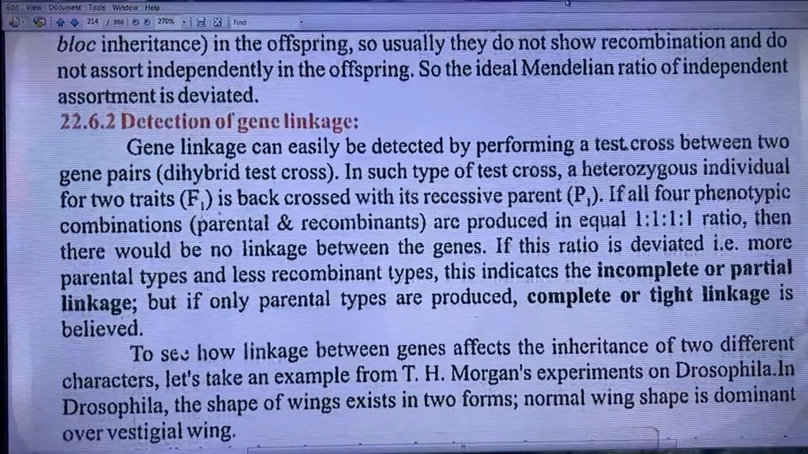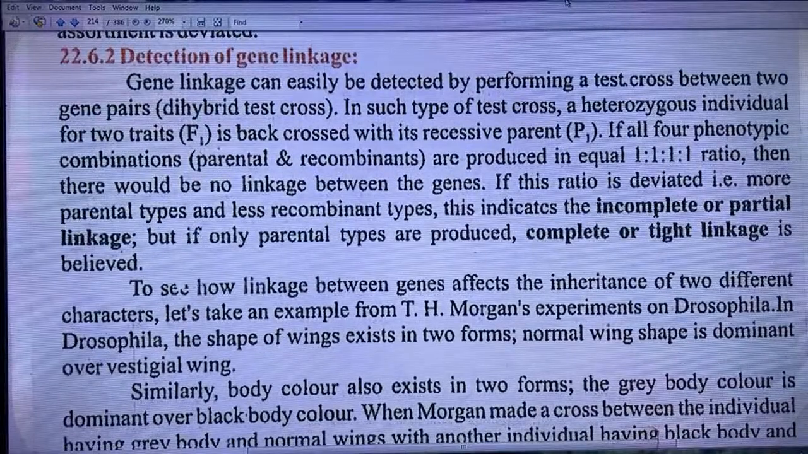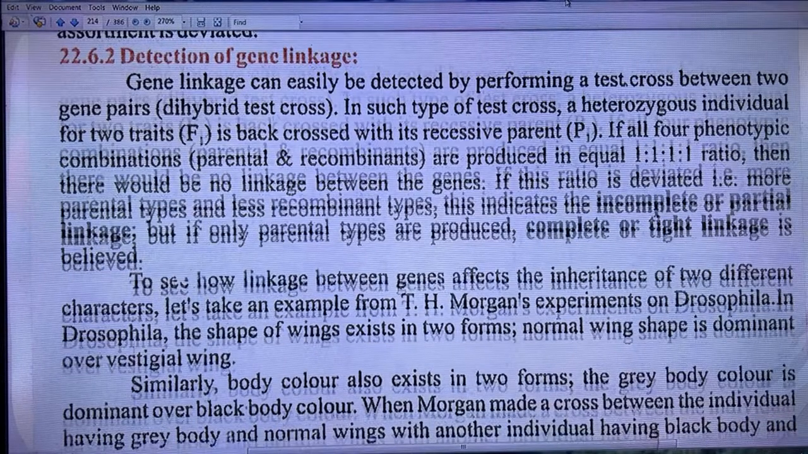Detection of gene linkage. Gene linkage can easily be detected by performing a test cross between two gene pairs, the hybrid cross. In such a test cross, heterozygous individuals for two traits, F1, are back crossed with the recessive parent P1. If all four phenotypic combinations, parental and recombinants, are produced in equal 1:1:1:1 ratio, then there would be no linkage between the genes. If this ratio is deviated, with more parental types and fewer recombinant types, this indicates incomplete or partial linkage. But if only parental types are produced, complete linkage is believed.